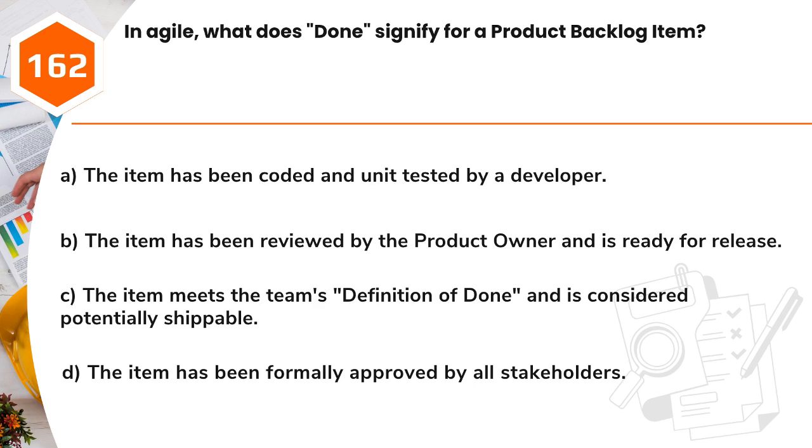Question 162. In Agile, what does done signify for a product backlog item? A. The item has been coded and unit tested by a developer. B. The item has been reviewed by the product owner and is ready for release. C. The item meets the team's definition of done and is considered potentially shippable. D. The item has been formally approved by all stakeholders.